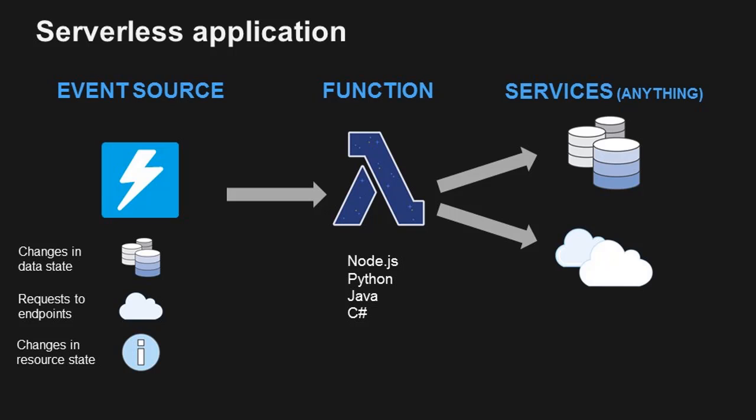A Lambda function is code that you have written in one of the four languages that we have listed here: Node.js, Python, Java, or C#, technically .NET Core. And then this Lambda function can do basically whatever you want it to. It can interface with other services, talk to storage services, call other APIs. There are lots of different possibilities for what we see customers doing with serverless applications today.